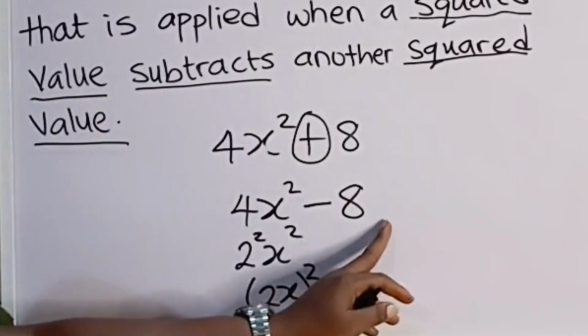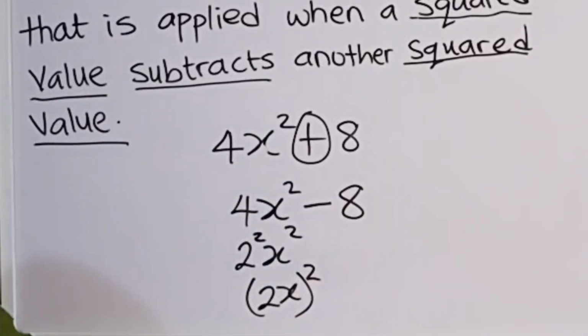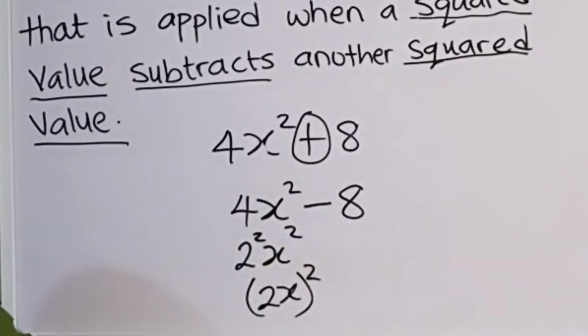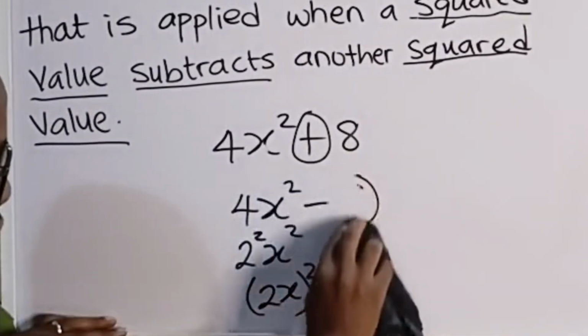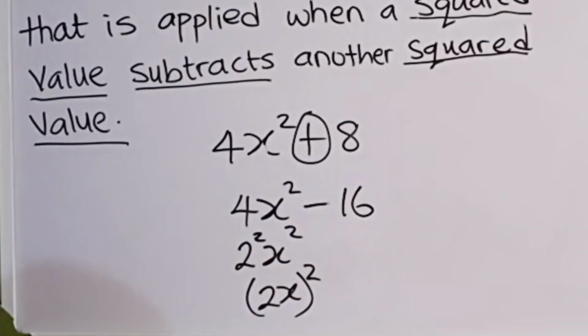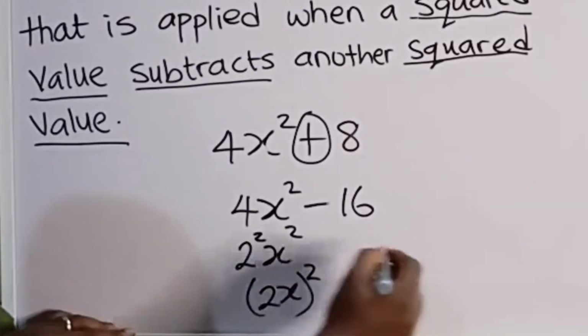But what about 8? Is 8 a squared value? 8 is not a squared value because the square root of 8 is not a whole number. For this other value to be a squared value, its square root should be a whole number, right? So because this is not a squared value, you cannot use difference of squares. But how about if instead of having 8 here, we had 16? Is 16 a squared value? Yes, 16 is a squared value because the square root of 16 is a whole number. So 16 can be written as 4 squared.